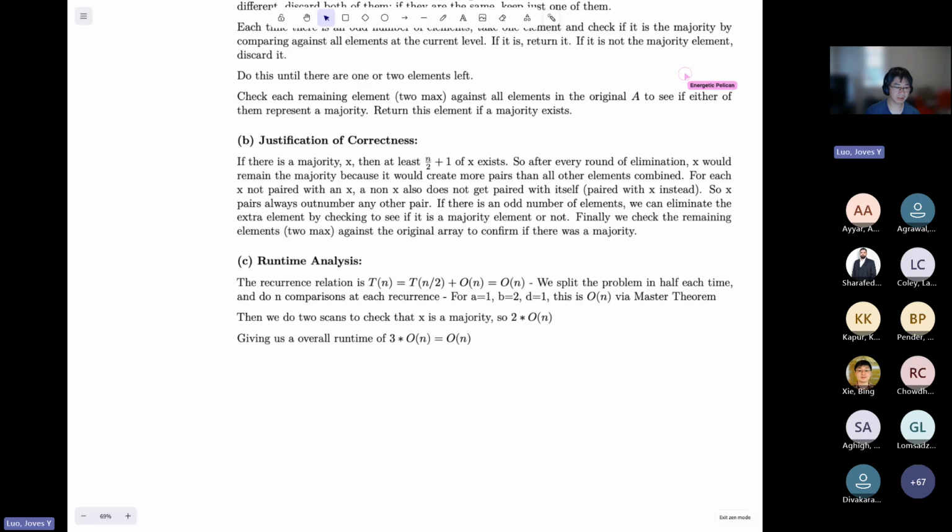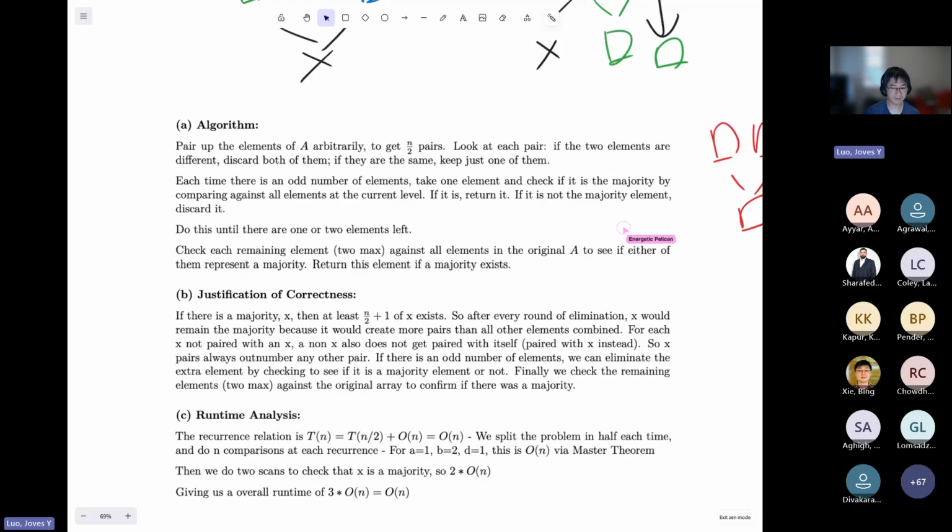Questions about this solution? If you're wondering what's the difference between the hint and here, the part that's important is what do we do with an odd number of elements, and what do we do at the end to confirm that they are in fact a majority element. Jafar?